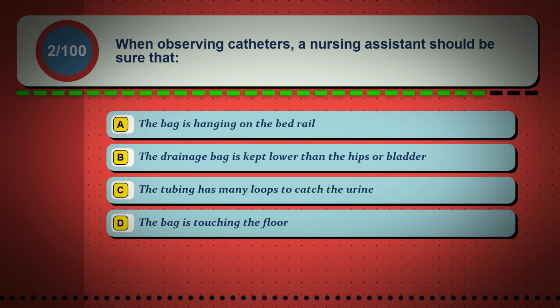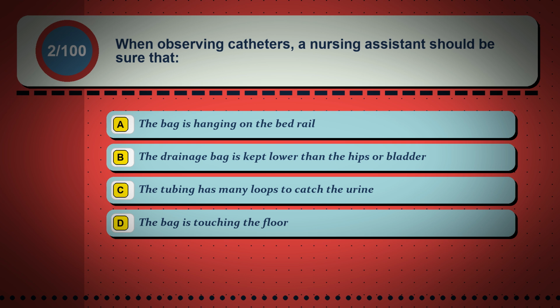Question 2. When observing catheters, a nursing assistant should be sure that Option A. The bag is hanging on the bed rail. Option B. The drainage bag is kept lower than the hips or bladder. Option C. The tubing has many loops to catch the urine. Option D. The bag is touching the floor.